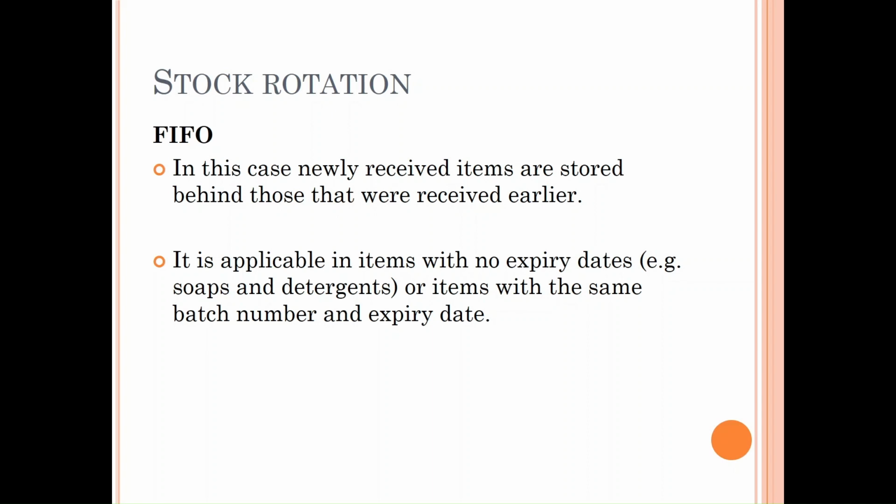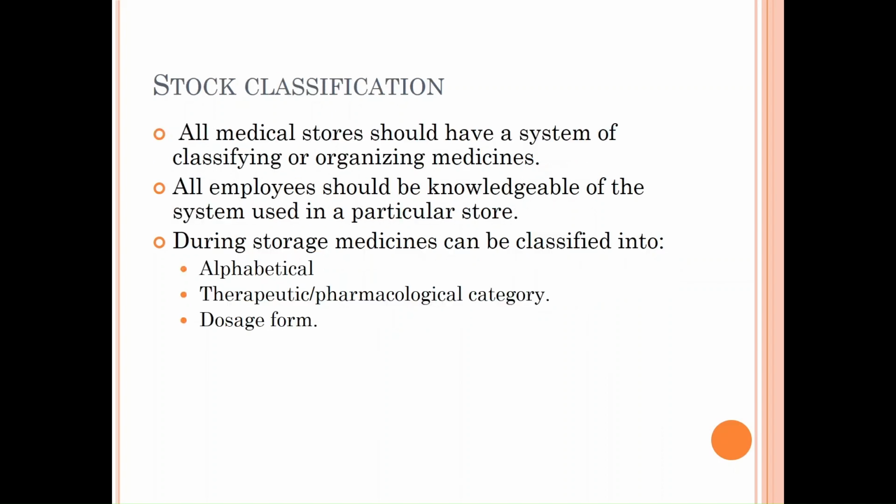However, there are those without. And then items with the same batch number and expiry date, we can also do this to them. Apart from the soap and those without, we can also have those with the same expiry and then the same batch. We also arrange them like that.